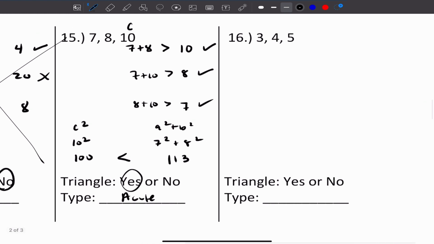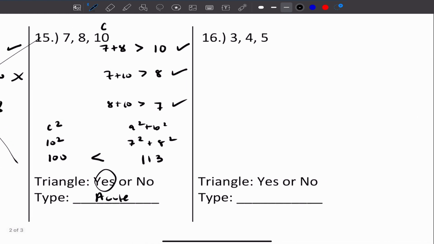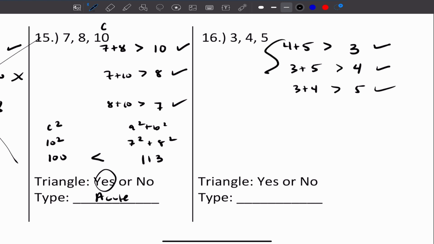Okay, number 16, 3, 4, 5. So 3, 4, 5. 4 plus 5 is greater than 3. 3 plus 5 is greater than 4. And then we have 3 plus 4, that's greater than 5. So all the combinations do check out. That's a triangle. So now let's figure out A, B, and C.